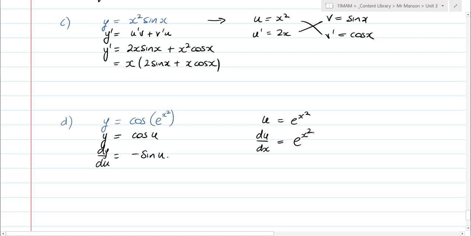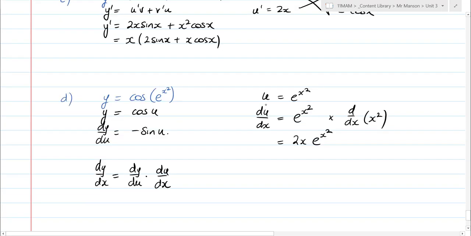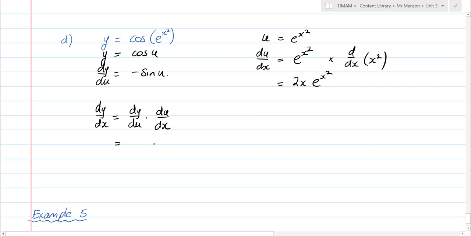This becomes 2x e to the x squared, and dy/dx is equal to dy/du times du/dx, and that's equal to negative sine of u times 2x e to the x squared, which is equal to negative 2x e to the x squared sine of e to the x squared.